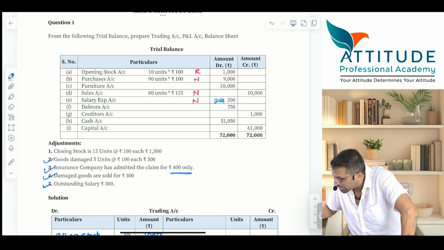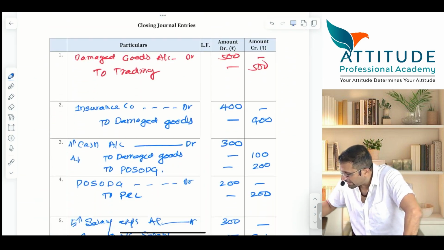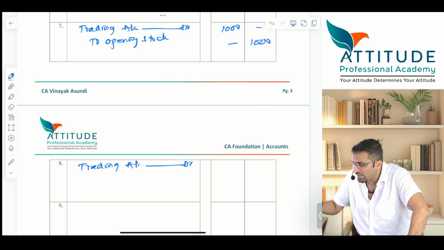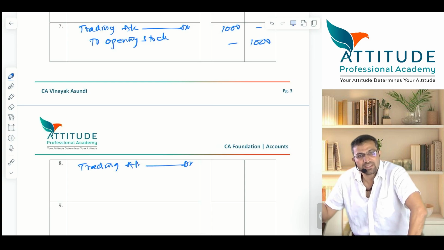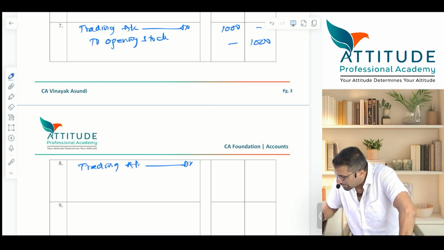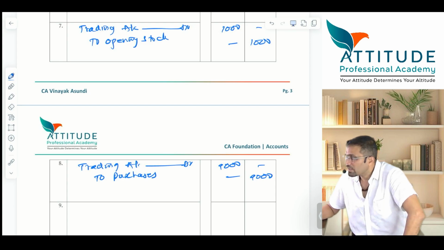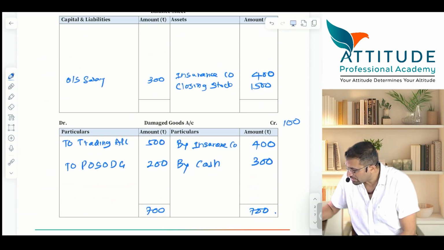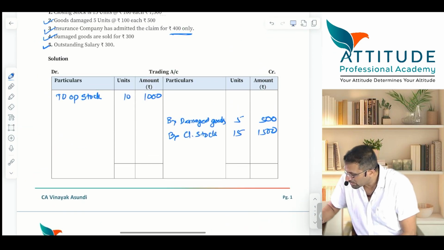Now similarly, can we close the purchases? Yes. Tell me the entry. Trading account debit to purchases. This can be a combined entry, but I'm passing it separately. To purchases, how much? 9000, है ना? आ जाओ. Post it in trading account to purchases. How much? 90 units at 9000.